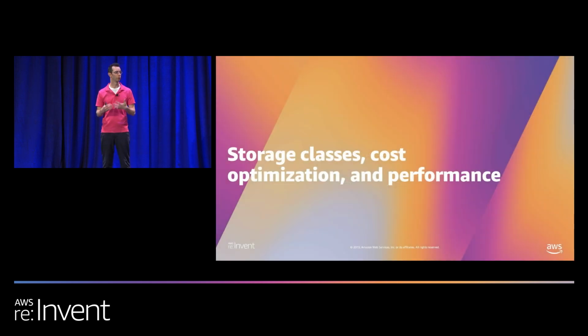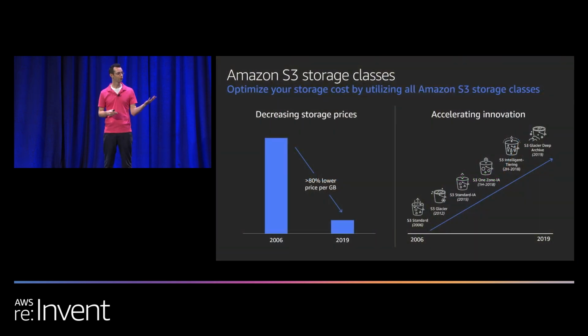Now we'll jump into a discussion of our storage classes. A lot of different decisions could lead you to use our different storage classes, and I'll try to talk through those now, and we'll really deep dive on intelligent tiering. Up here on the slide, you see that since 2006, we've constantly innovated to make your storage easier to manage and also more cost-effective. So on the left side, you see an over 80% reduction in the cost of S3 standard since we first launched in 2006. And on the right side, you see how we continue to add new storage classes over time, most recently with intelligent tiering, last re:Invent, and then Glacier Deep Archive earlier this year.